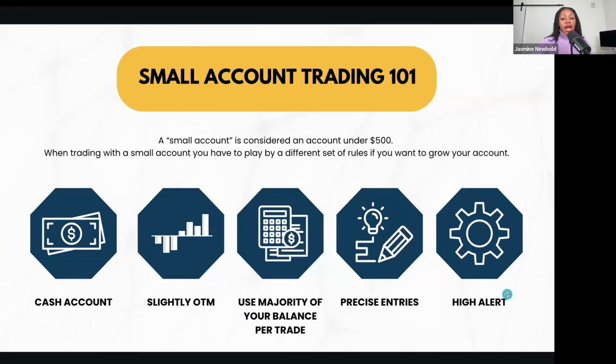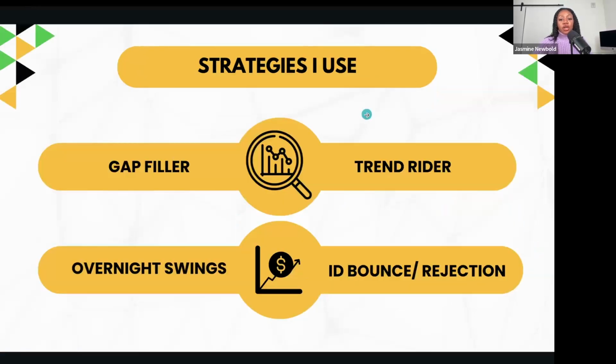And you're going to need to be on high alert. This comes with the precise entries. You're going to need to set your alerts, set your stop loss, set your take profit areas. Again, there's not a lot of room for error. So these are the 4 strategies that I pretty much use when it comes to trading a small account.